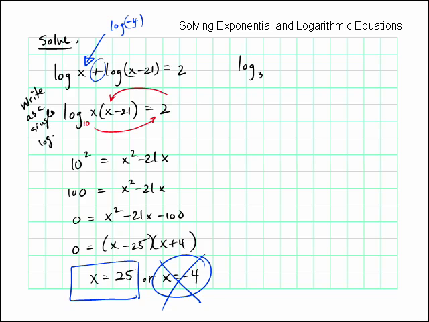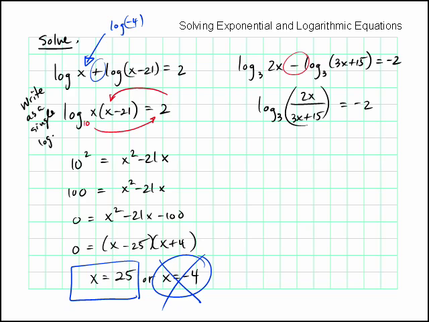Log base 3 of 2x minus the log base 3 of 3x plus 15 equals negative 2. Okay, once again, I have to first combine the two logs into a single log. We have a property of logarithms that says the subtraction of two logs will turn into division. And so this is now the log of 2x divided by 3x plus 15. I wrote the two logs as a single log.